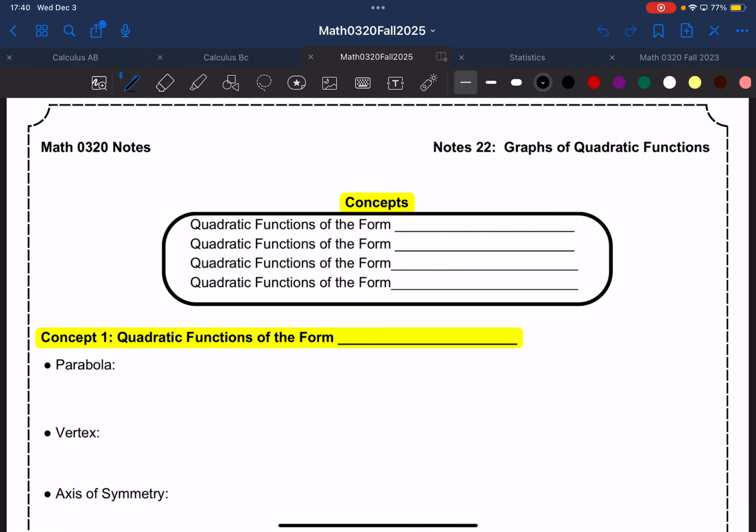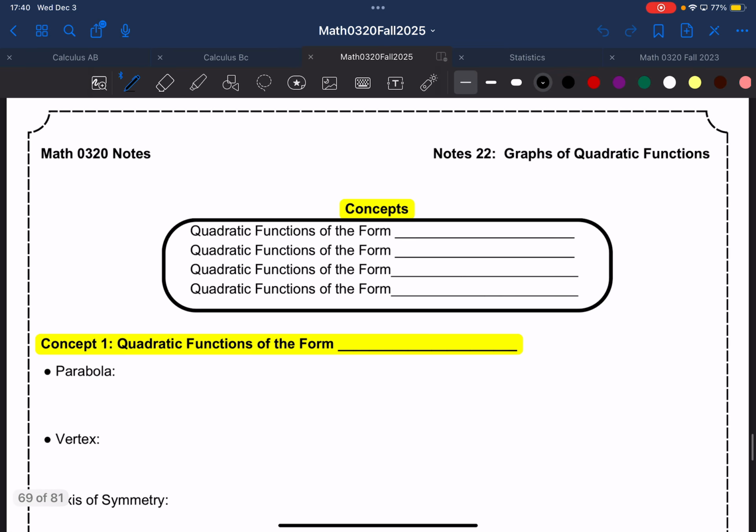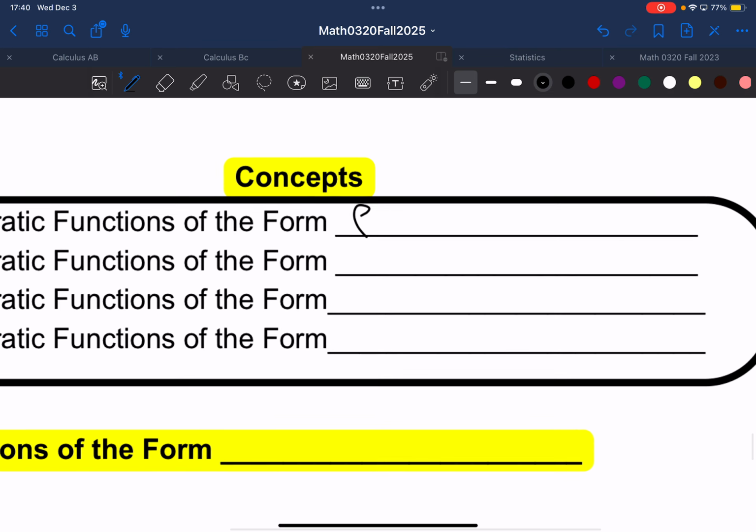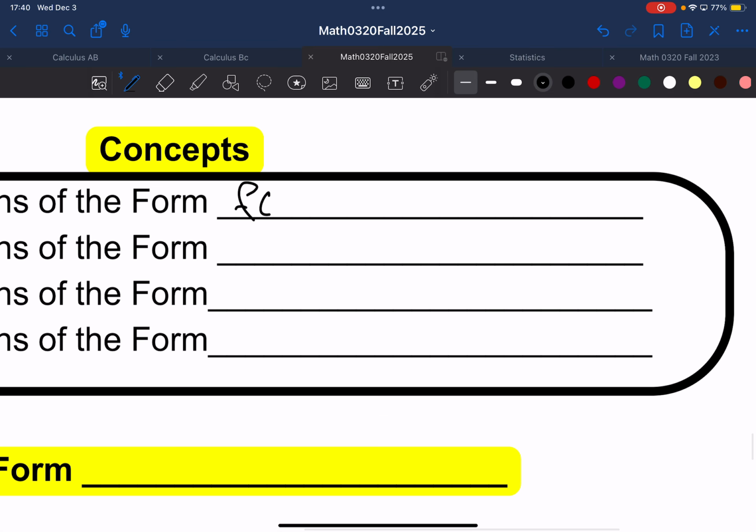Okay, so notes 22 is over the graphs of quadratic functions. We have a couple blanks here on the concepts, so we can write down the different forms of a quadratic function. The first form we have is f of x is equal to x squared plus k, where k represents a number. So this could be x squared plus 5, x squared minus 2, whatever number is attached to that x squared.